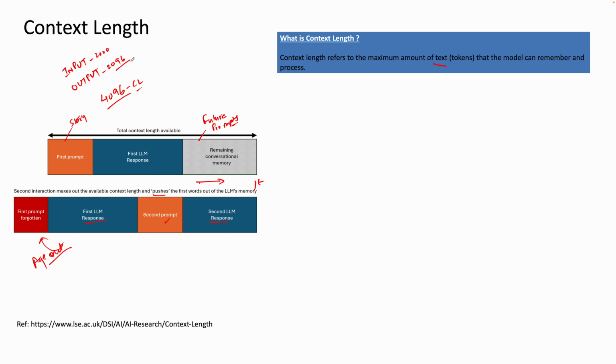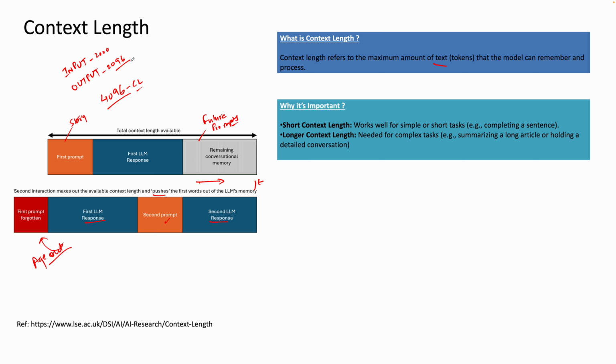So the total was 4096, which means that if you use, say, 2000 input tokens, then your output tokens available to you are 2096 before it starts aging out, right? It will continue to generate the response, but the concern here is it will start aging out the previous part, right? So I think with this you get a good understanding. Why is it important?